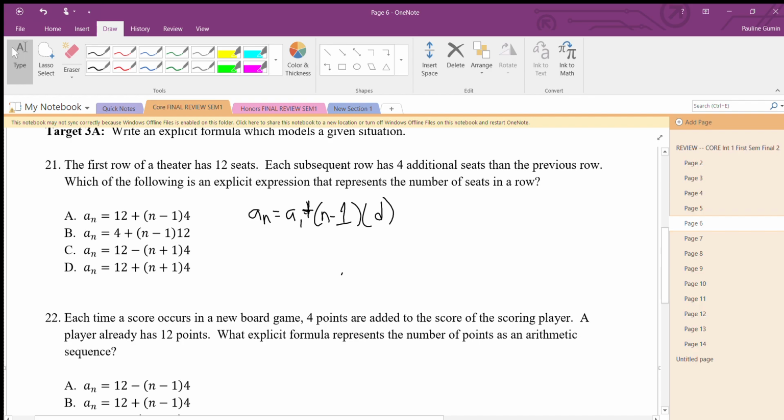The first row of a theater has 12 seats. Each subsequent row has 4 additional seats than the previous row. Which of the following is an explicit expression that represents the number of seats in a row?